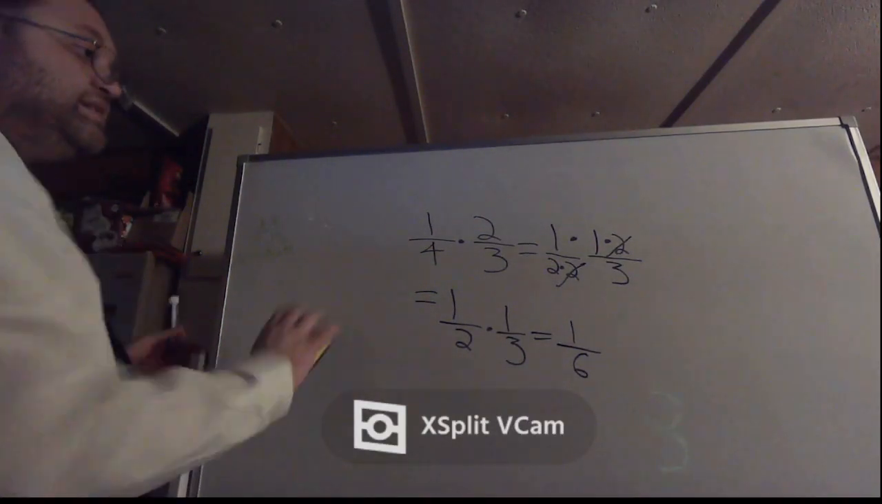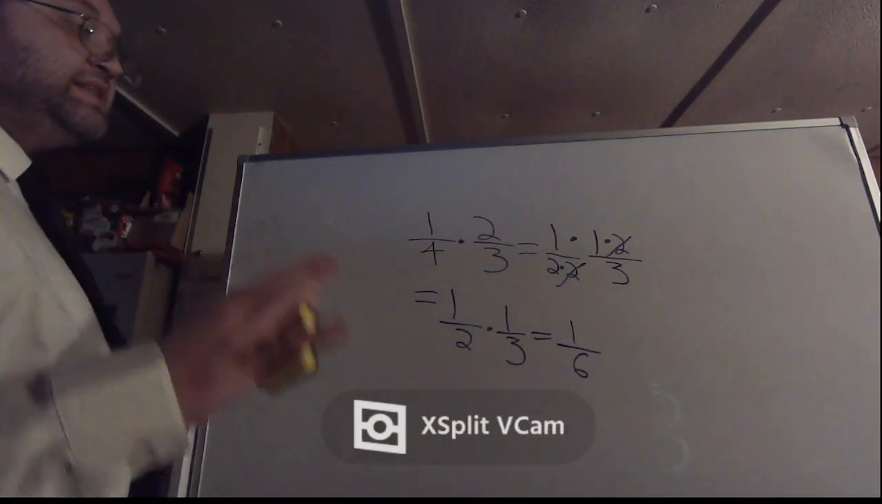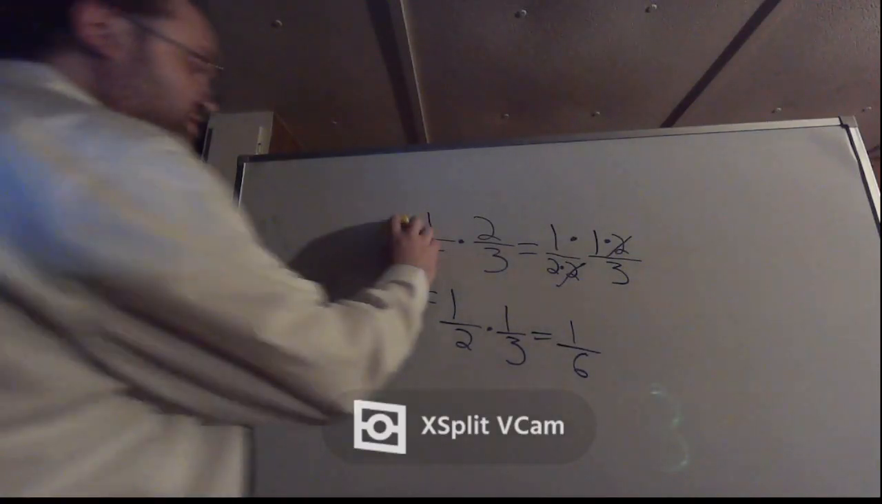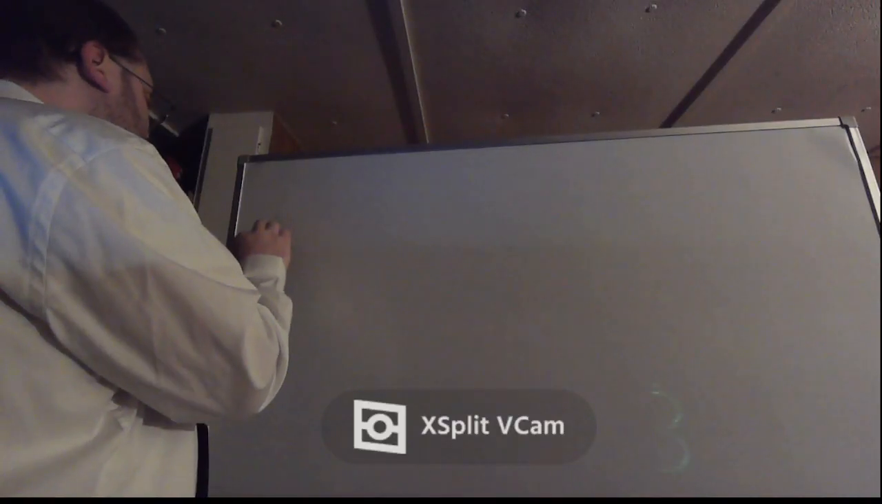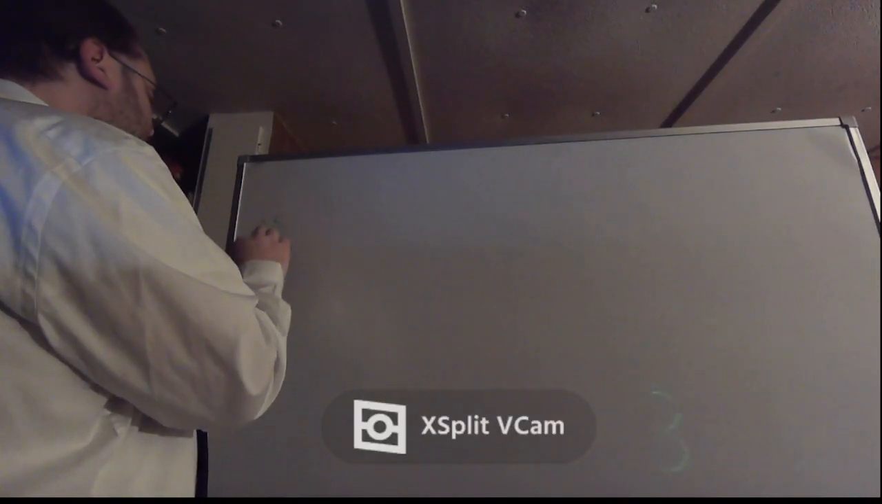It's always best, if you can, in problems like this, to simplify before you multiply. Because otherwise you're working with bigger numbers, and generally it's not as fun to work with bigger numbers. It's usually better to work with smaller numbers, and they're easier to simplify.